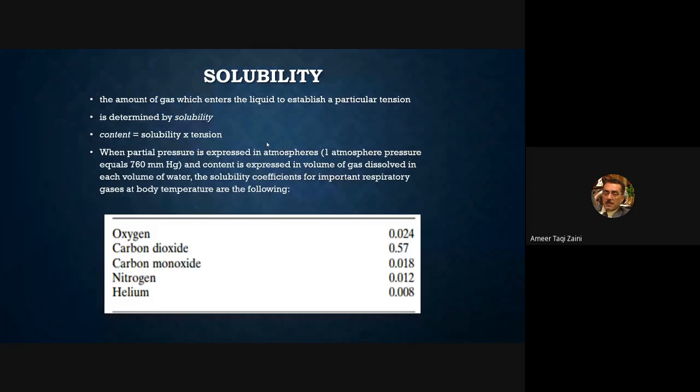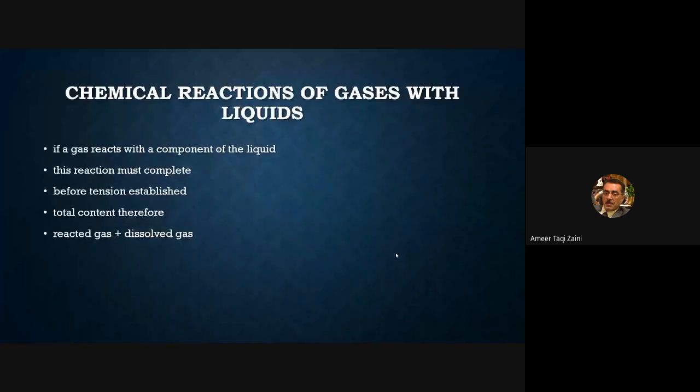The solubility factor of each gas is different from the others. As an example, for oxygen the solubility factor is 0.02, while for carbon dioxide it is 0.5. You see, carbon dioxide solubility is 20 times higher than oxygen gas solubility. And this explains why carbon dioxide can diffuse more easily than oxygen. Okay.